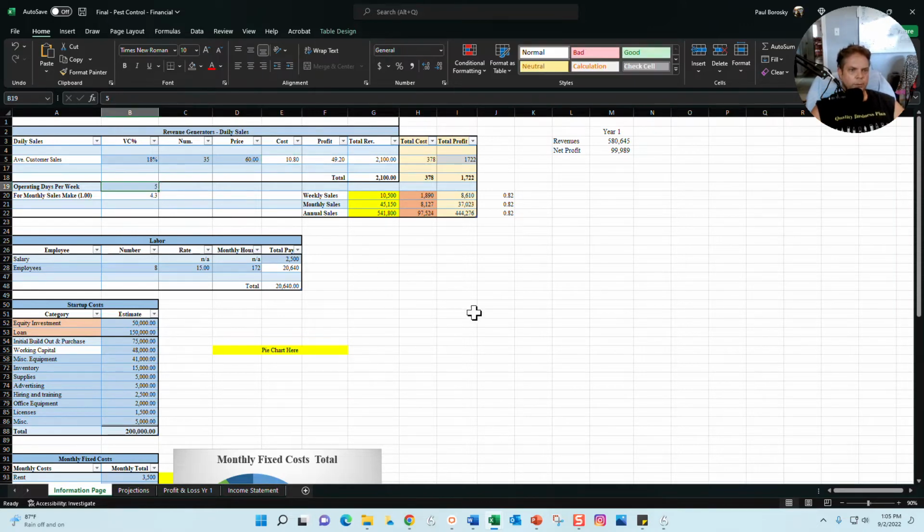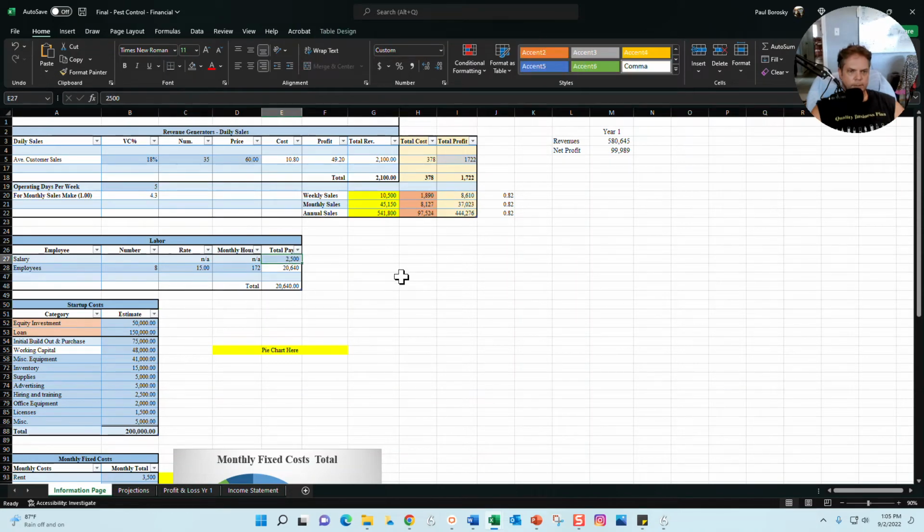In any of these 3 areas, you can change that information to make it yours. You can change the price, the number of customers, and also your variable cost. Just make sure you use a percentage. For operating days per week, I'm saying we're going to be open 5 days, but if it's going to be open 6, just change it to 6. I'm going to keep it at 5.